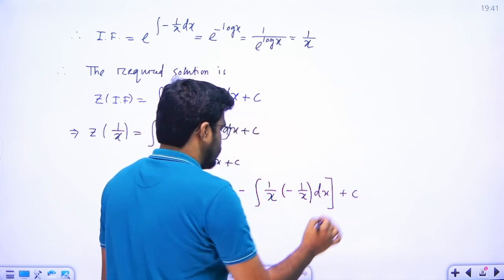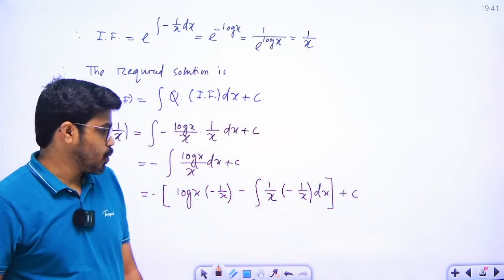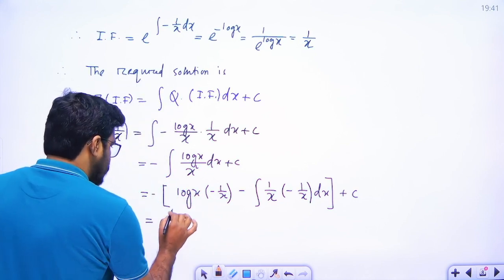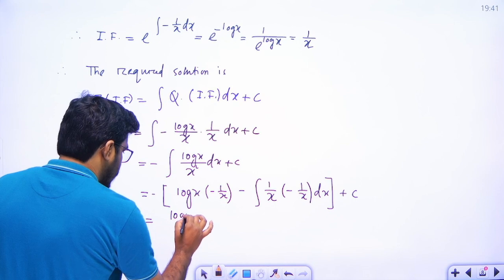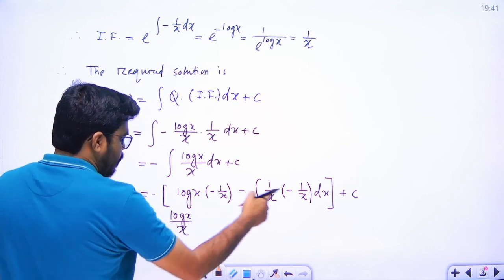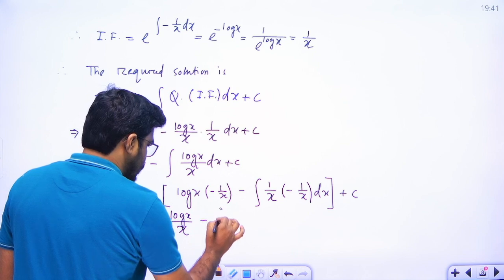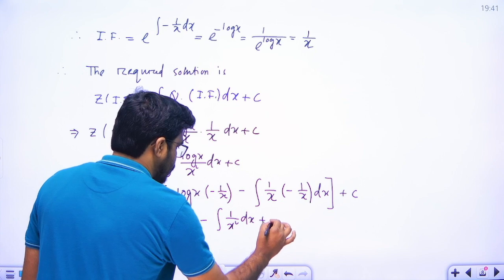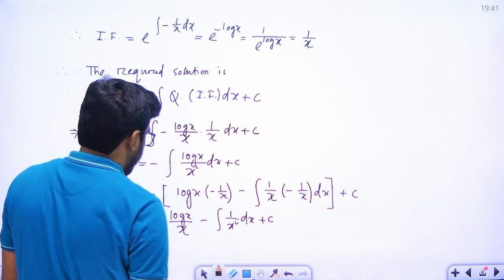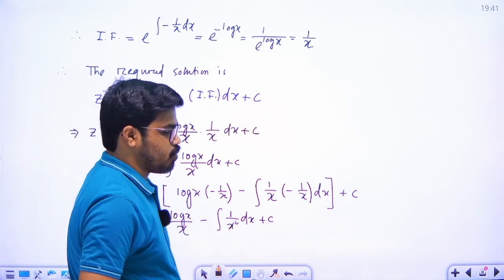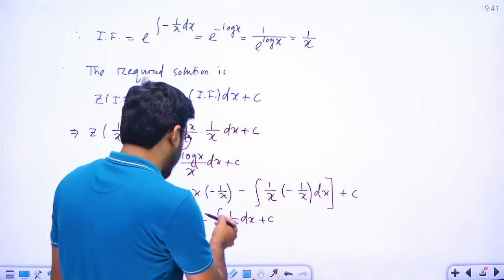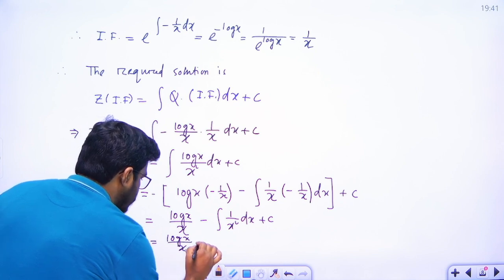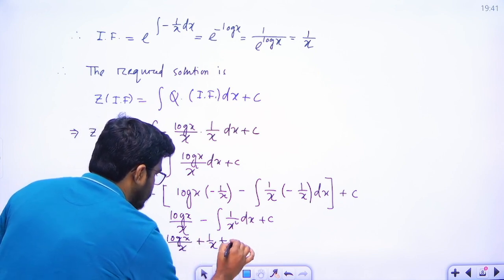So ultimately what we get, this is minus the plus, that is log x by x, minus the plus the minus integration 1 by x square dx plus c. Okay, so integration of 1 by x square is minus 1 by x, so this will be plus 1 by x, so this equals log x by x plus 1 by x plus c.